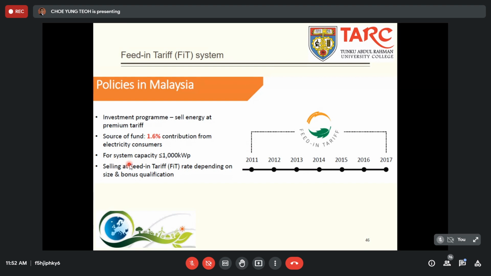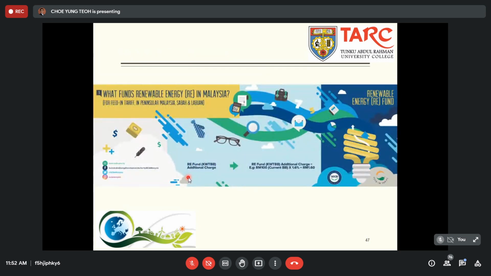Okay, it is only for capacity lower than 1,000 kilowatt peak. And then the selling is at an indirect rate depending on the size and bonus qualification, and also on how much funds they accumulate. Let's say they accumulate 100 million, and then they generate more energy, so the energy price that you sell will be lower. Total fund accumulated divided by total energy, then you will know how much price you get. Then what does this bonus qualification mean? Let's look at the next slide.